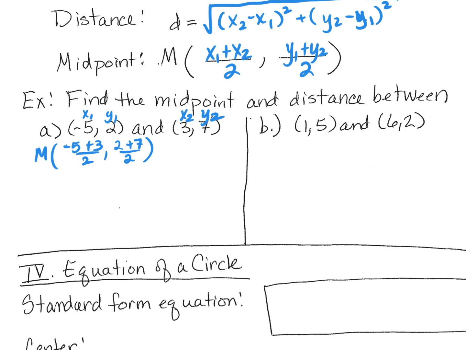So -5 plus 3 is what? -2 divided by 2 is what? So -1. And then 2 plus 7. Yeah. So this is -1 and 9/2. And let's leave it as a fraction, huh? If we were going to actually plot this point, we would not plot it as 9/2. We would plot it as 4.5, but leave it.